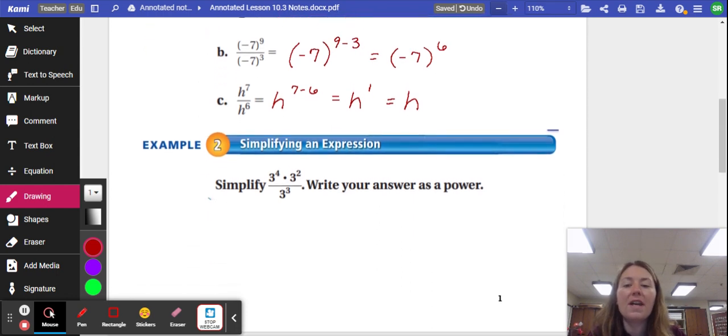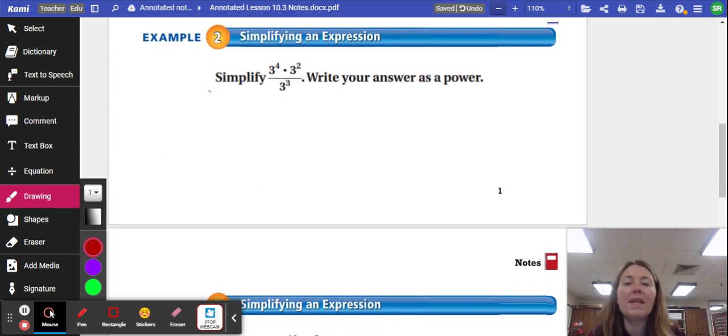Let's move on to simplifying an expression. So now we're going to begin combining some of these rules that we have learned about exponents. The instructions say to simplify 3 to the 4th power times 3 squared over 3 cubed. Write your answer as a power. So there's going to be a couple of steps here. We're going to need to use more than one property that we've learned about. So I'm just going to start by rewriting the problem.